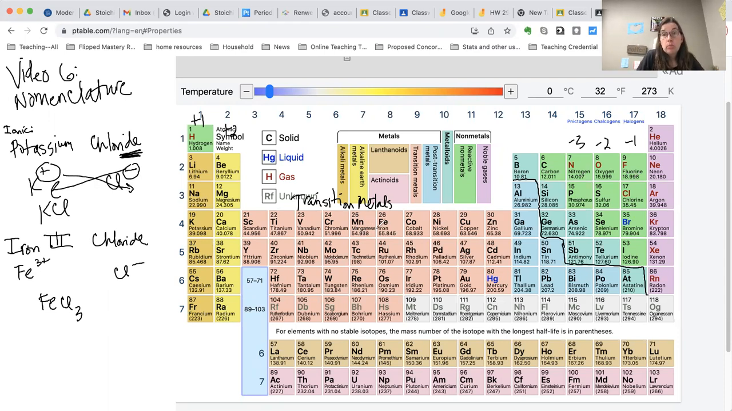Other shapeshifters, manganese can be like manganese +4, manganese +7. It would have to tell you in Roman numerals. Lead can be lead +2, lead +4. It would have to tell you in Roman numerals. In either case, you crisscross the charges.